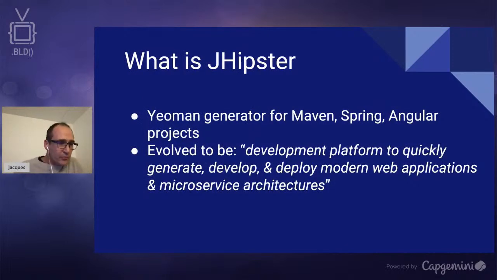What is JHipster? For those of you that come from a web development background, you might be familiar with what a Yeoman generator is. That's often used to scaffold web applications. But what the guys did with JHipster is use that same concept, but instead of just scaffolding a web application, they scaffold a full-blown application, including the backend. Initially, this was created with Maven, Spring, and Angular. But over the years, this evolved to become a development platform to generate, develop, and deploy modern web applications, and also microservices.